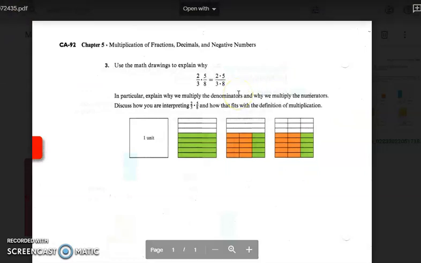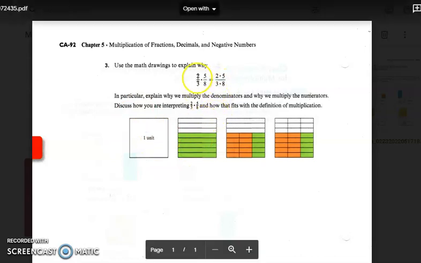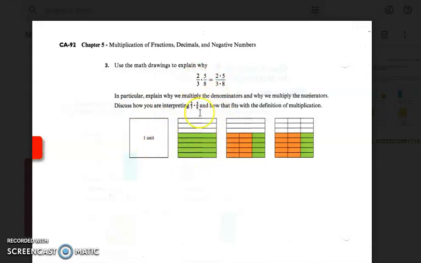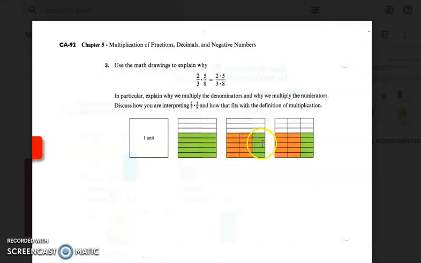Here we have another math drawing, and it is representing 2/3 times 5/8. So here we have 2 times 5 over 3 times 8. So here we have 1 unit, and these fractions are taking part of a unit. So here we have our 5/8, and then it's divided into our 2/3. So here's our 2/3 that would have been shaded. And so here you can see, here's our 3 times our 8. So that gives us 24 boxes completely.